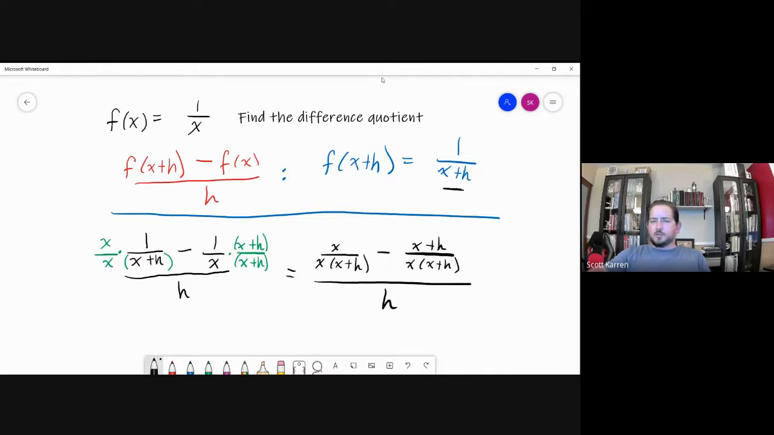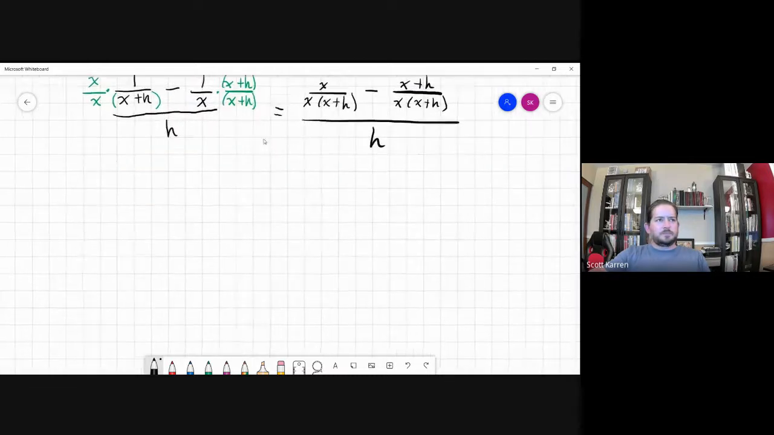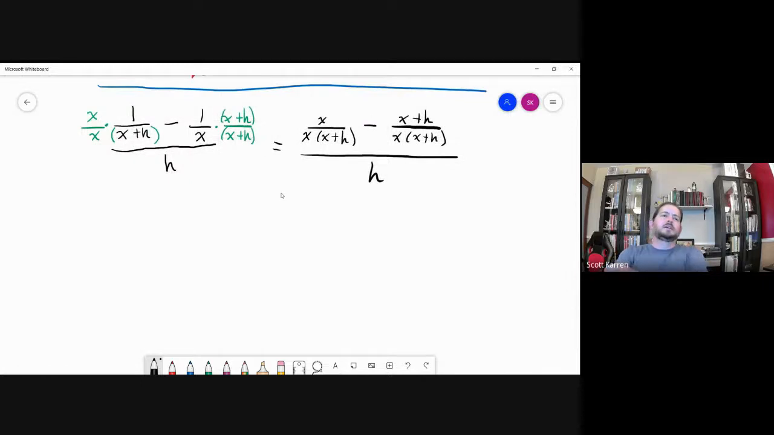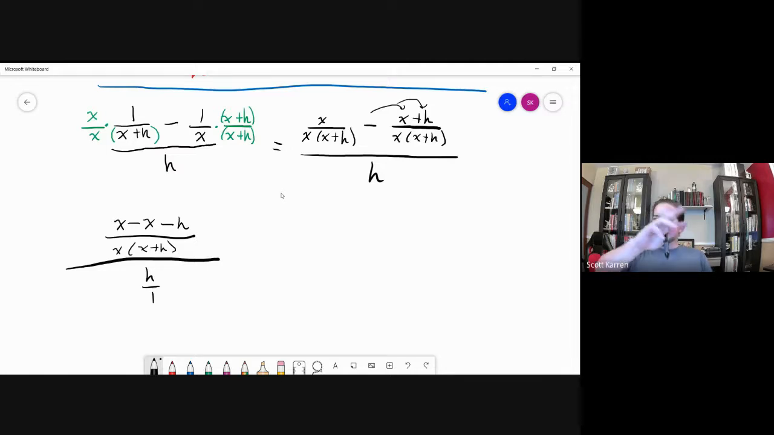Give myself a little bit of room here by scooching up. Now this negative is in front of the fraction, so I'm just going to distribute it to the x and to the h. As I turn this into a single fraction in the numerator, this becomes x minus x minus h all over x times x plus h all over h. And I can think of that h as being just an h over 1 if I want. That gives me a fraction over a fraction. But I can still simplify stuff because x minus x is gone.